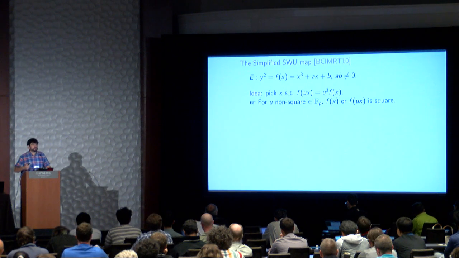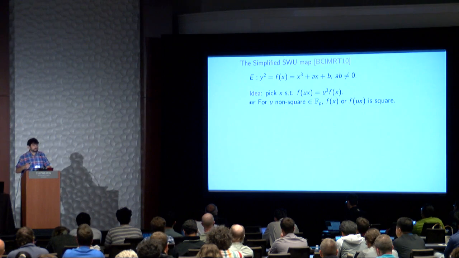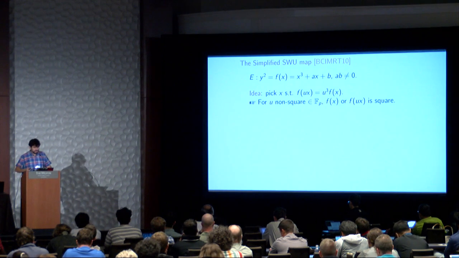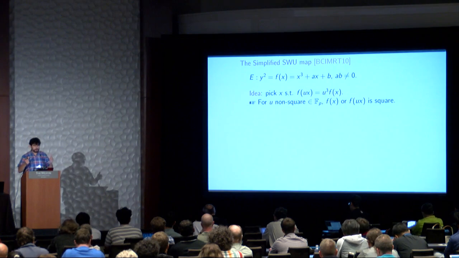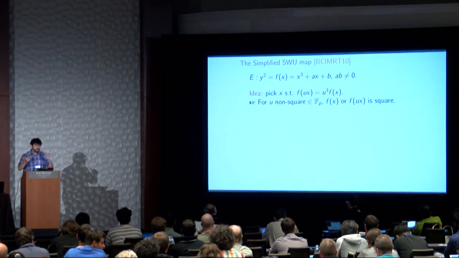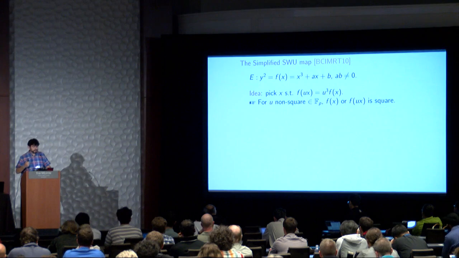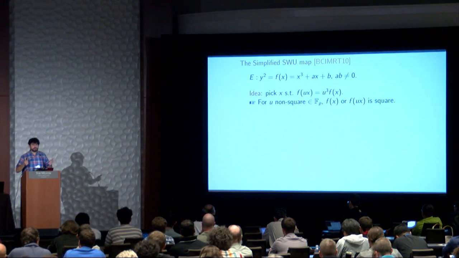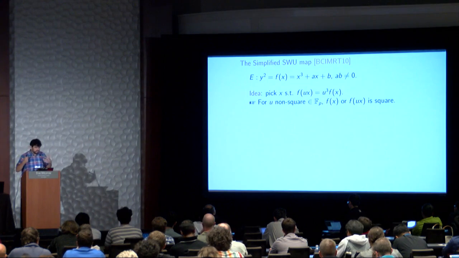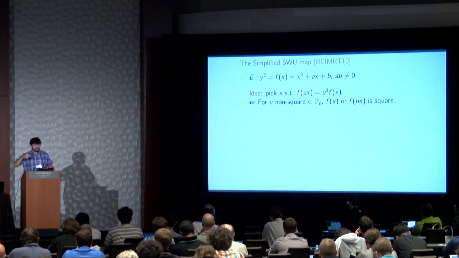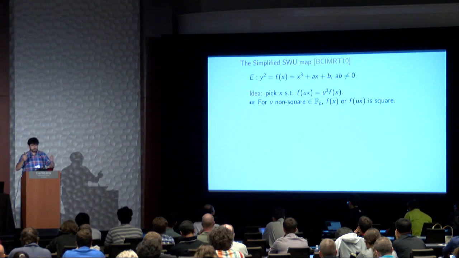So remember, we're working over an elliptic curve, y squared equals x cubed plus ax plus b, but that's a mouthful, so we'll just say y squared equals f of x. At a high level, the idea behind the simplified SWU map is to construct a pair of candidate x coordinates, and we're guaranteed by the construction that one or the other will be a point on the curve. Specifically, imagine we pick an x coordinate and a non-square u, such that either x or u times x is an x coordinate of a point on the curve. We do that by choosing x and u such that f of u times x equals u cubed times f of x. Since u cubed is non-square, if f of x is non-square, then u cubed times f of x is square. So one of those is going to be a point on the curve.